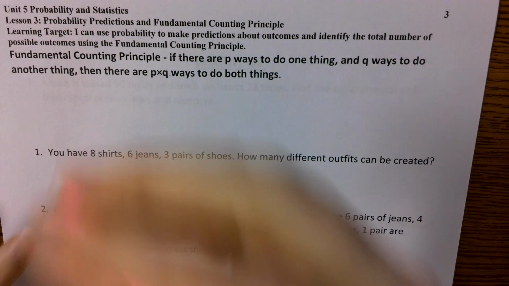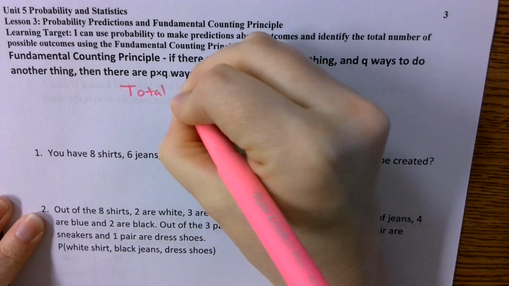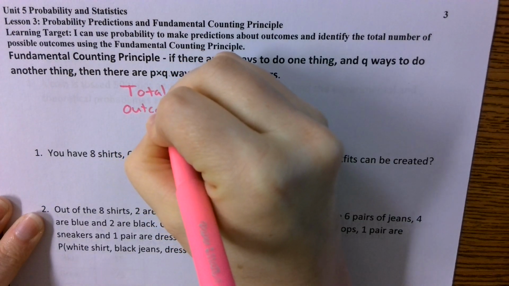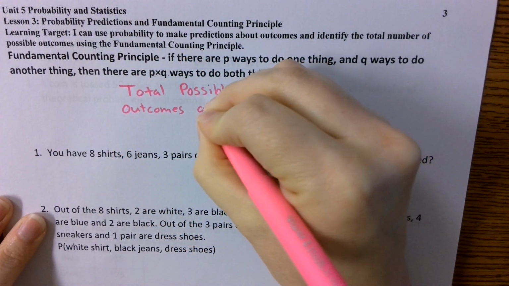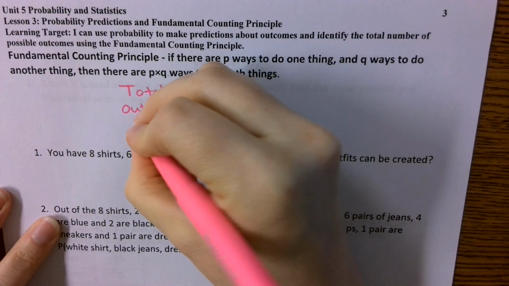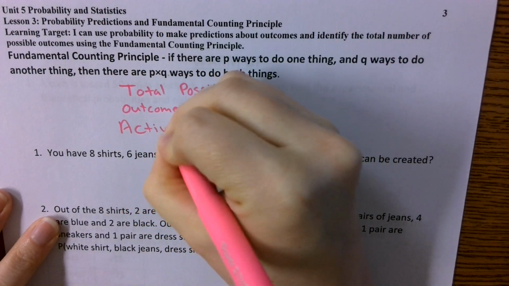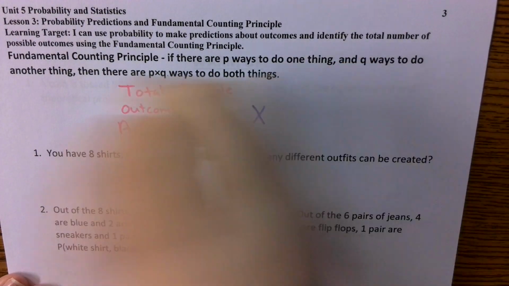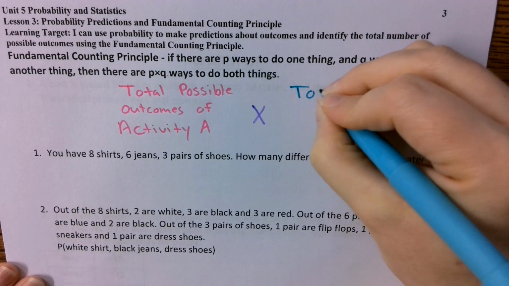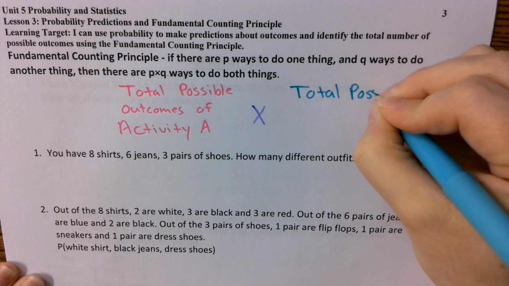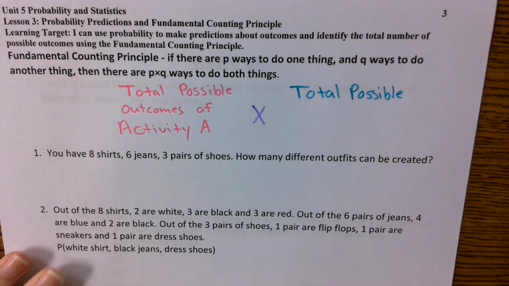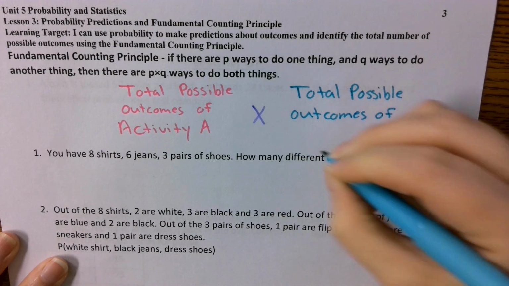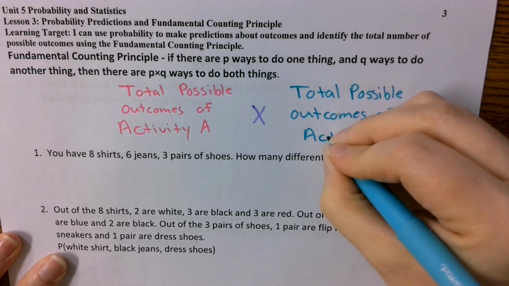Let's write that down. So you're taking the total possible outcomes. You should be writing. Total possible outcomes of activity, we'll call it activity A. And then you're going to multiply that by your total possible outcomes of activity B. And then if you have more than that, if you have another activity, then you'd multiply by all the possible outcomes of that activity. And you just keep multiplying by all the possible outcomes for each of the activities that you have.